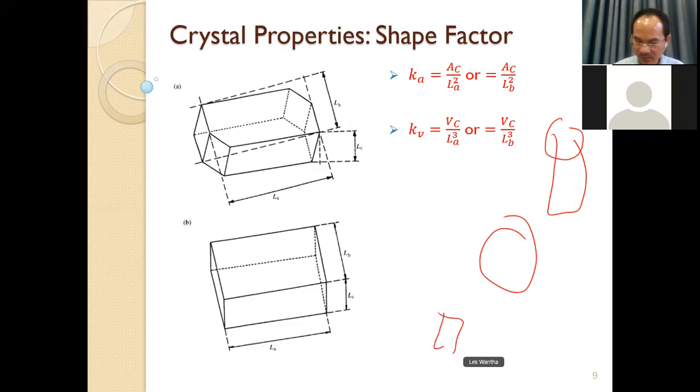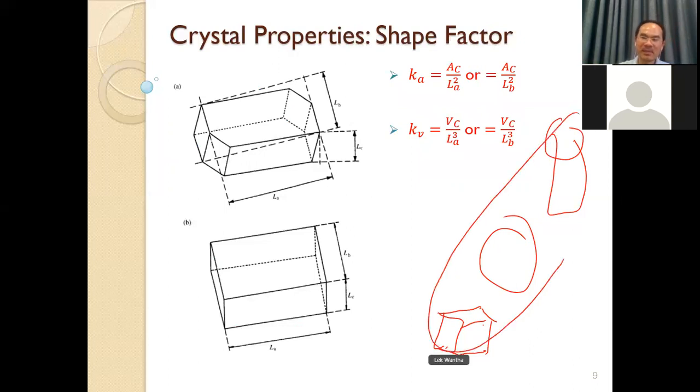Like the cube, like this. This is the basic shape. But for crystal in nature, it's not fully like this. There are many shapes. For example, this is one example of a crystal. For this case, we use the maximum length and minimum length for the L. That's for Ka. Ka is the AC divided by the LA square, or AC divided by the LB square.